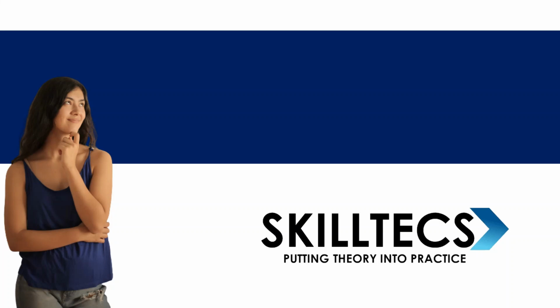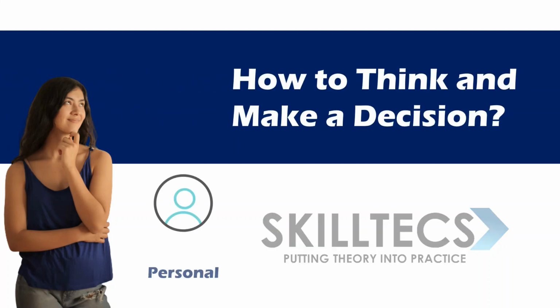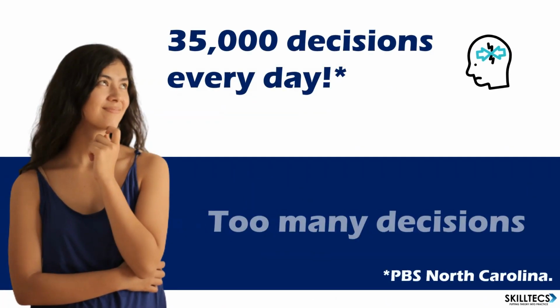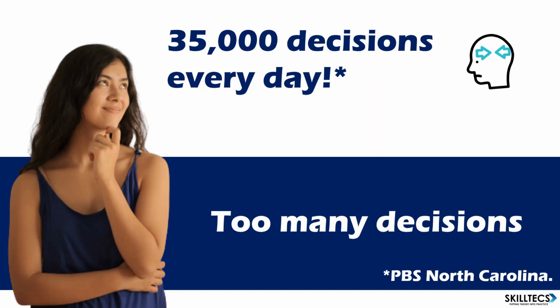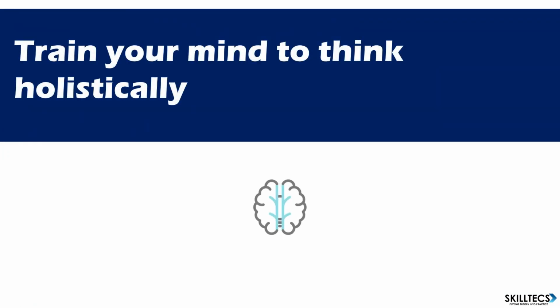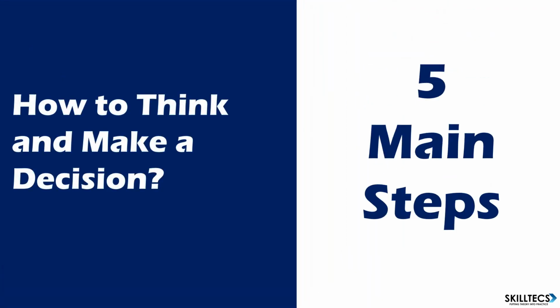In this video, we will learn how to think and make decisions, either in our personal lives, work, or to solve problems. According to PBS North Carolina, it's estimated that the average adult makes about 35,000 remotely conscious decisions each day. Each decision, of course, carries certain consequences with it that are both good and bad. Therefore, it is important to train your mind to think holistically. This can be done through 5 main steps.